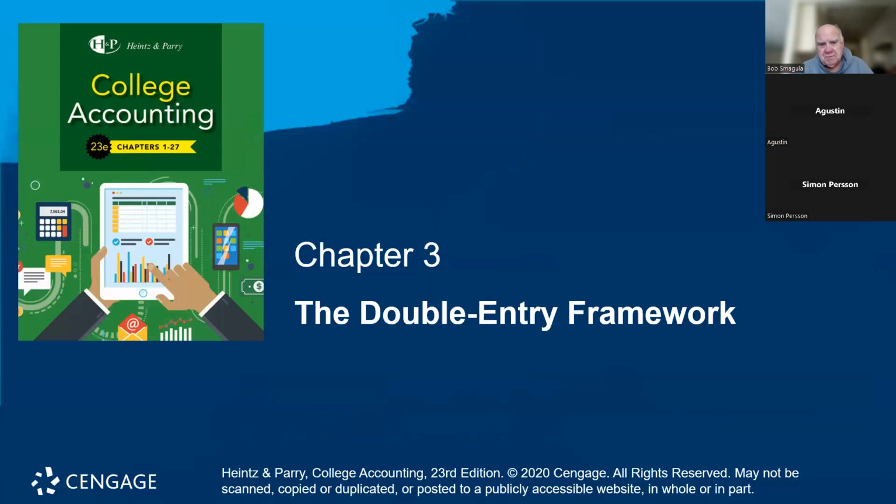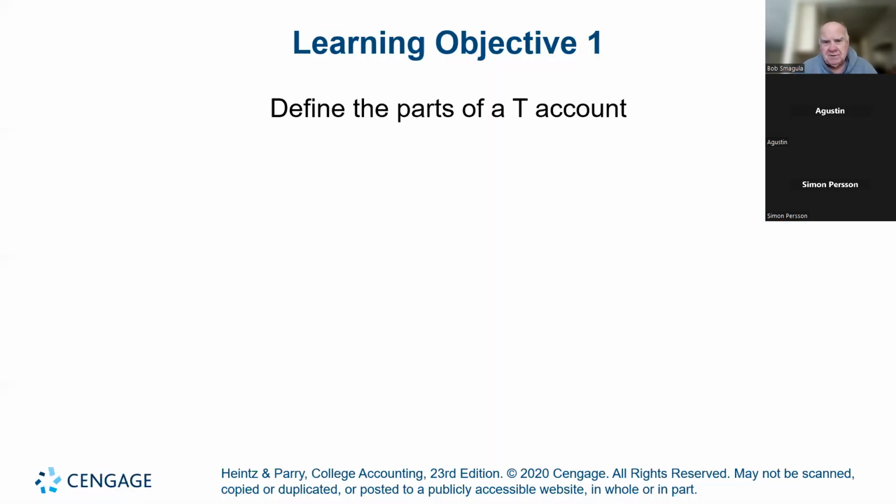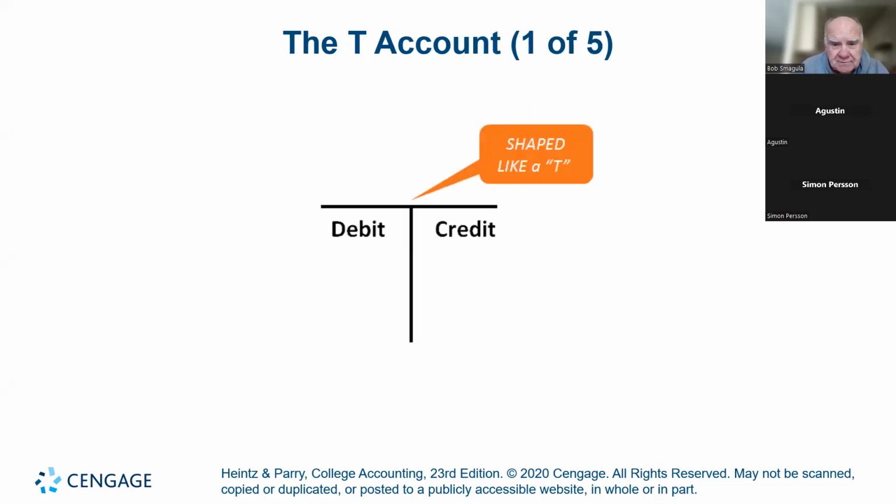Okay, the double entry framework. Double entry accounting means you have to have at least one debit and one credit in every transaction. Let's look at a T account, which we've done earlier, I believe. Maybe we're seeing this for the first time. This here mimics the general ledger. This is the poor man's general ledger, what we're looking at here.